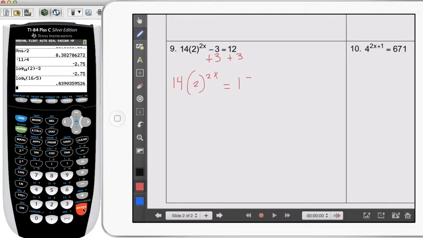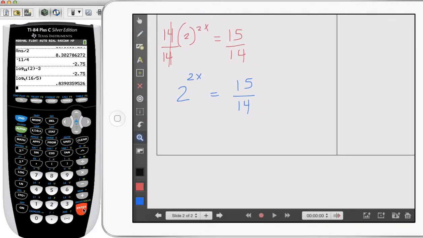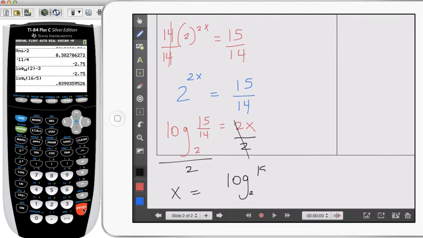12 plus 3 is 15. Then you need to divide both sides by 14. This way, the one with the power is isolated. Now, you can change it to log form. So it's going to be log base 2 of 15 over 14 equals to 2x, okay? But still, you need to isolate x to find it. So you need to divide both sides by 2. So x is equal to log base 2 of 15 over 14, divided by 2, okay?